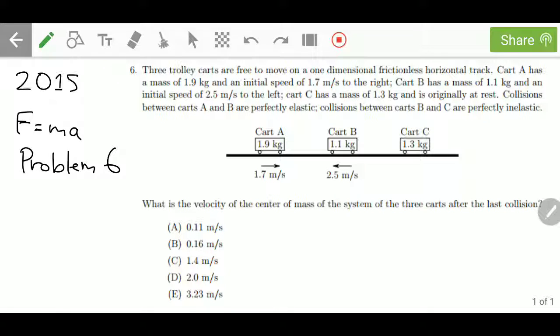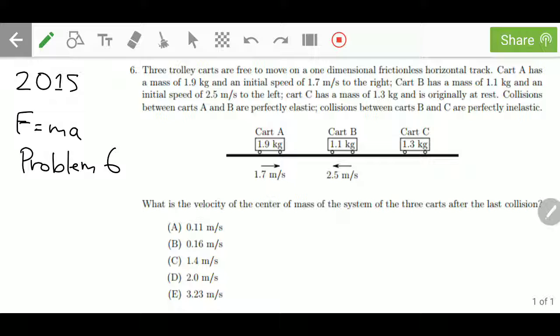Hello. In this video, I'm going to explain problem 6 from the 2015 F equals MA contest. In this problem, we have 3 trolley carts moving on a one-dimensional frictionless horizontal track. We're given the initial velocities of all 3 carts and their masses, and we're told that collisions between carts A and B are perfectly elastic, and collisions between carts B and C are perfectly inelastic.